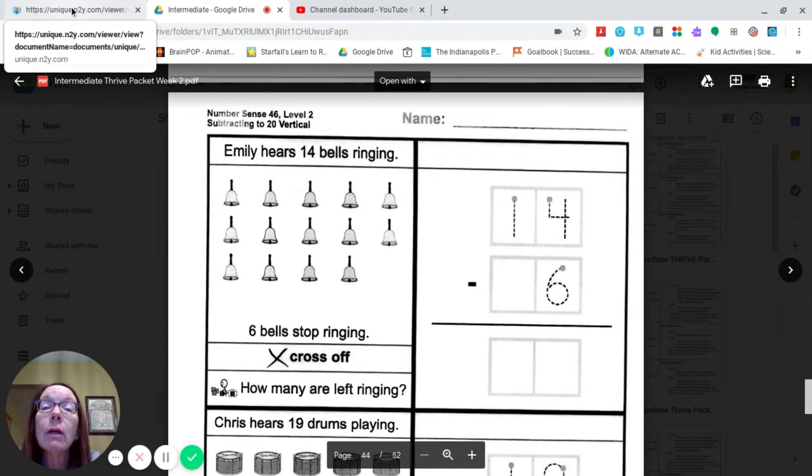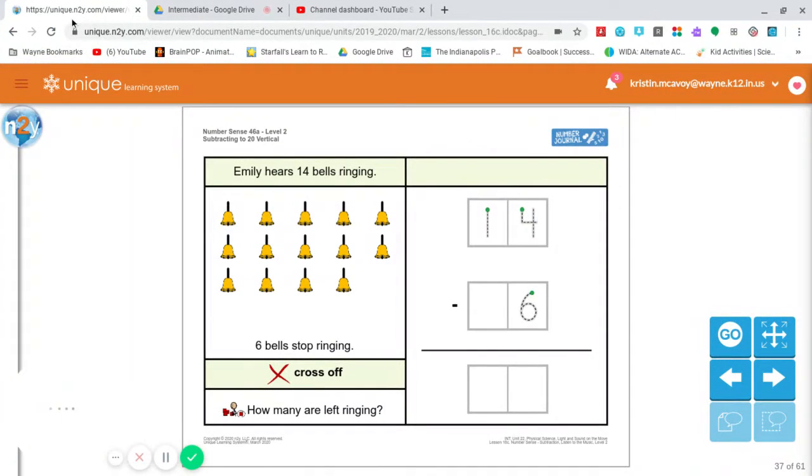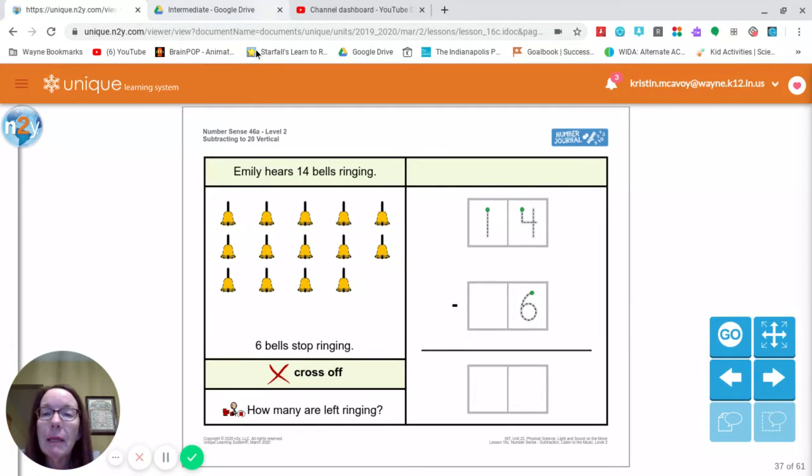I'm going to flip back over to mine. Okay, so at the beginning of the problem, we have this statement. Emily hears 14 bells ringing. So she hears these bells ringing, and there's 14 of them. So we're going to actually count by fives and then count on to practice. Okay, ready? So we're going to say 5, 10, 11, 12, 13, 14.